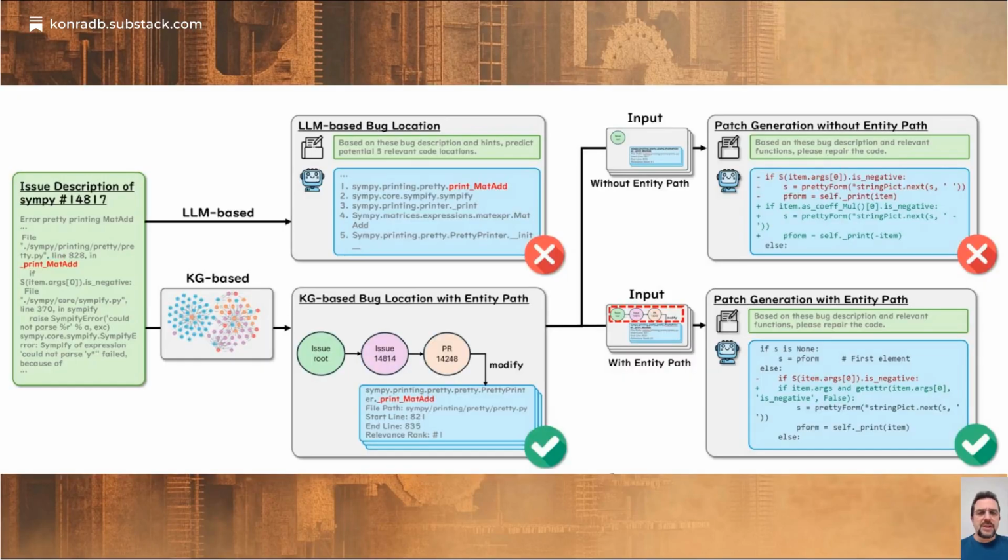Figure 1 demonstrates how KG Compass outperforms pure LLM approaches. In this example from the SymPy project, the bug involves matrix expressions with special characters. The LLM alone incorrectly identifies the function name, missing the critical underscore prefix. The knowledge graph correctly traces the path from the issue through a pull request to the right function. With this context, it generates a defensive programming solution that handles edge cases, while the LLM alone creates a fix that still fails on special characters.